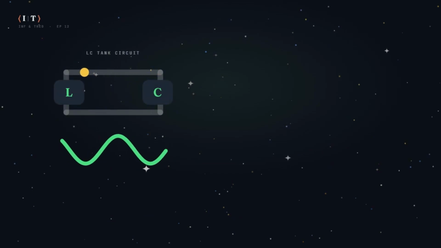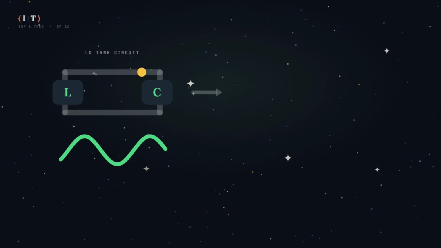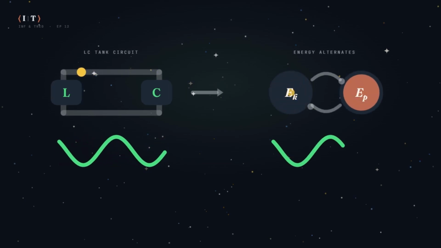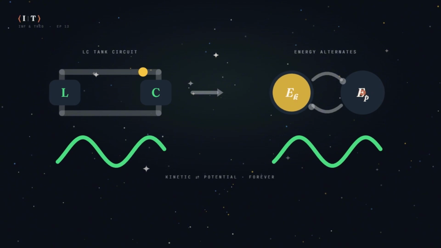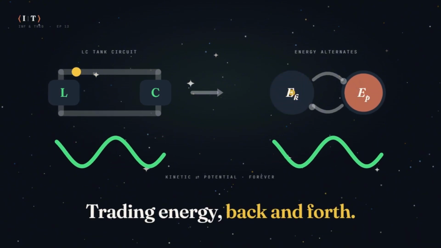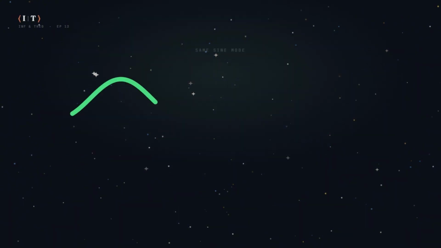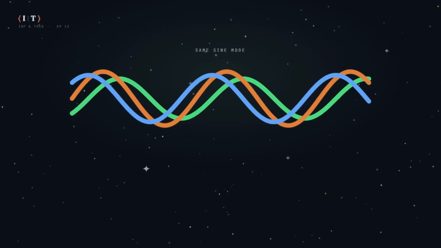A coil and a capacitor do it too. That circuit has no moving parts. The two components pass electrical energy back and forth. All three do the same thing.